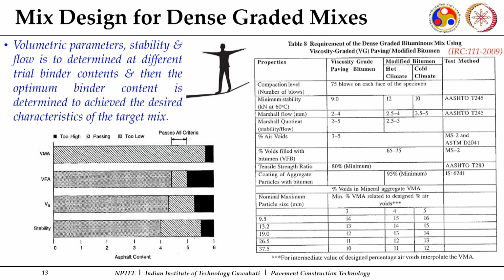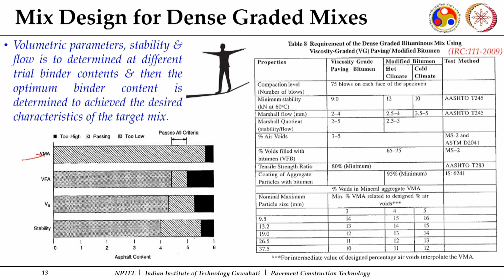Now, we need to balance out specifically so that all parameters are met at our binder content. It may happen that at the trial binder content for the target 4% air void content, some of the parameters may not be met. In that case, you have to make some changes, mainly with respect to the aggregate blend.